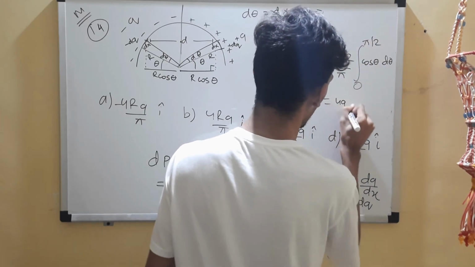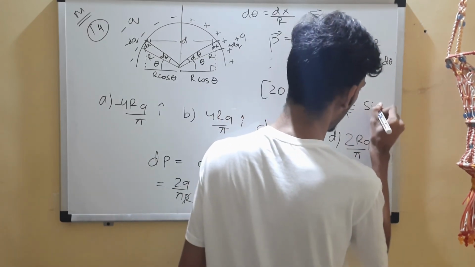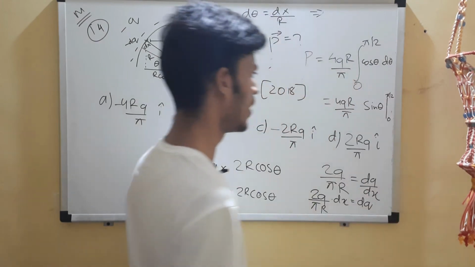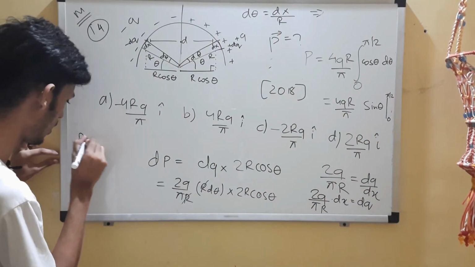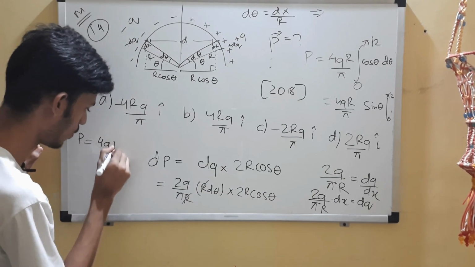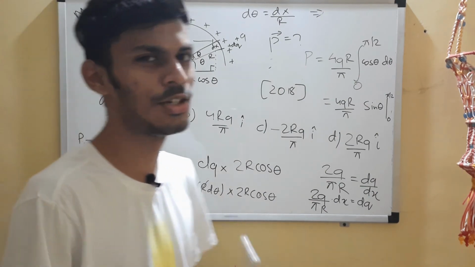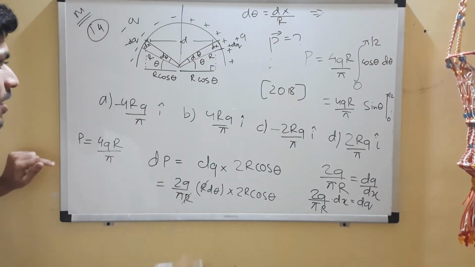Now integration of cos theta is sin theta, and now you have to substitute the limits. So sin pi by 2 is nothing but 1. So the answer that you are going to get is dipole moment is 4qr by pi. Now this is the magnitude of your dipole moment. What about the direction now? We have to consider the direction as well.